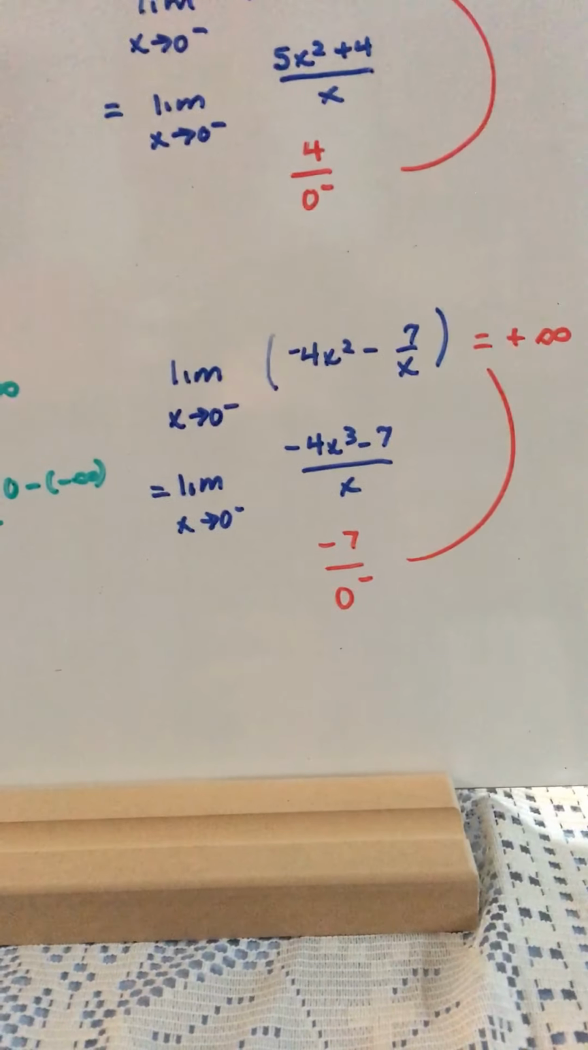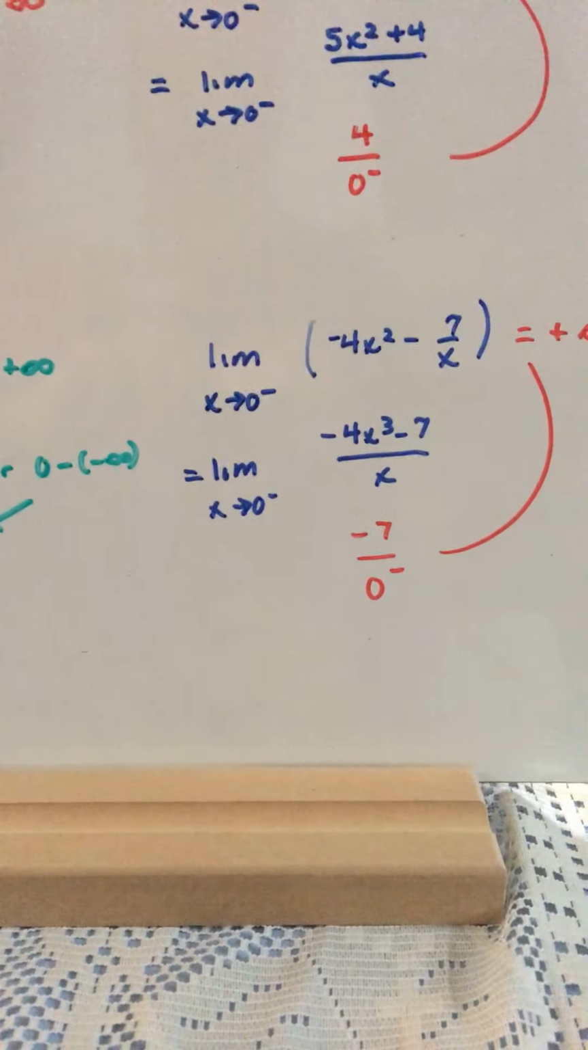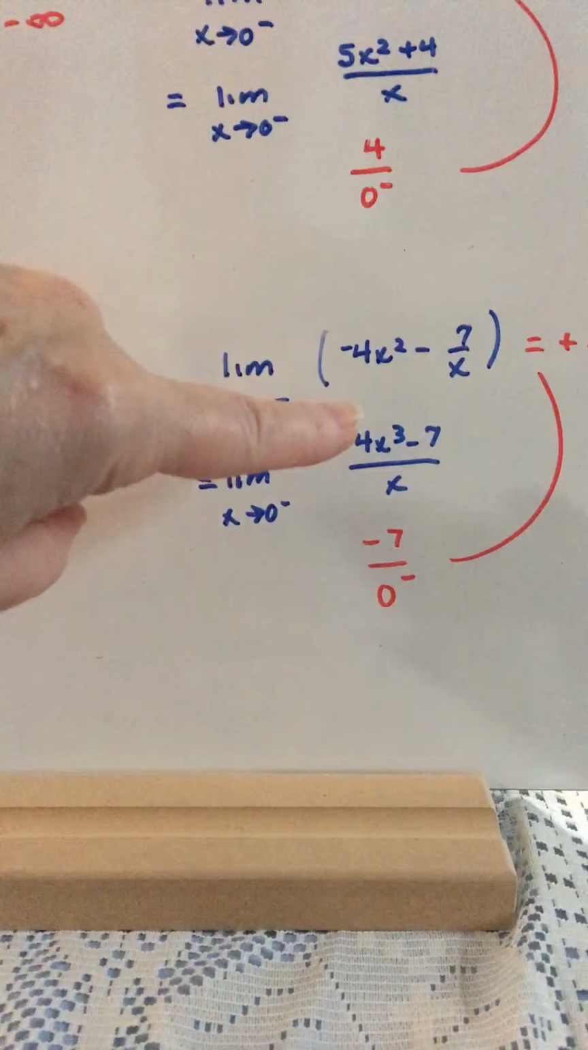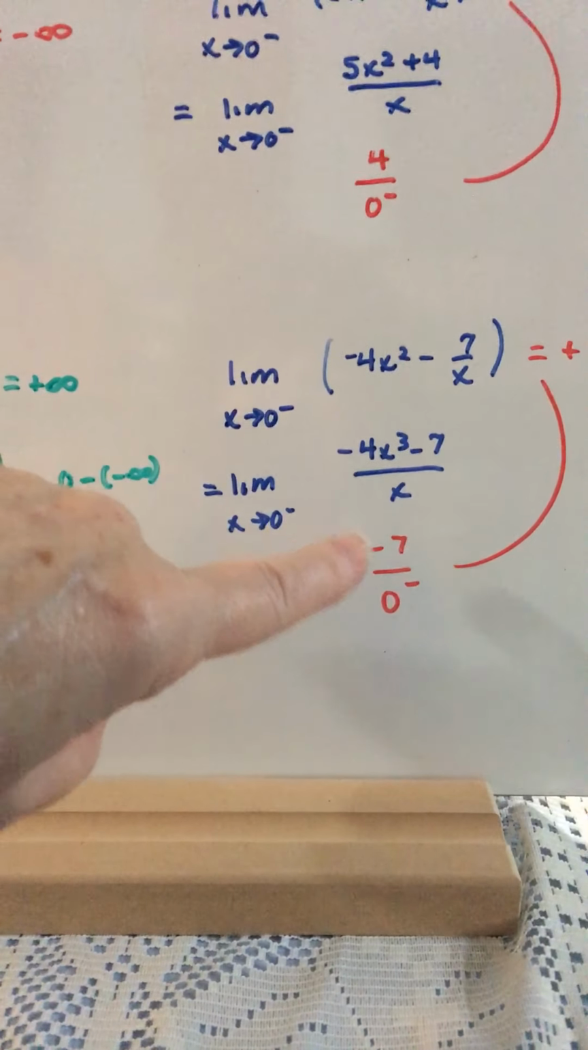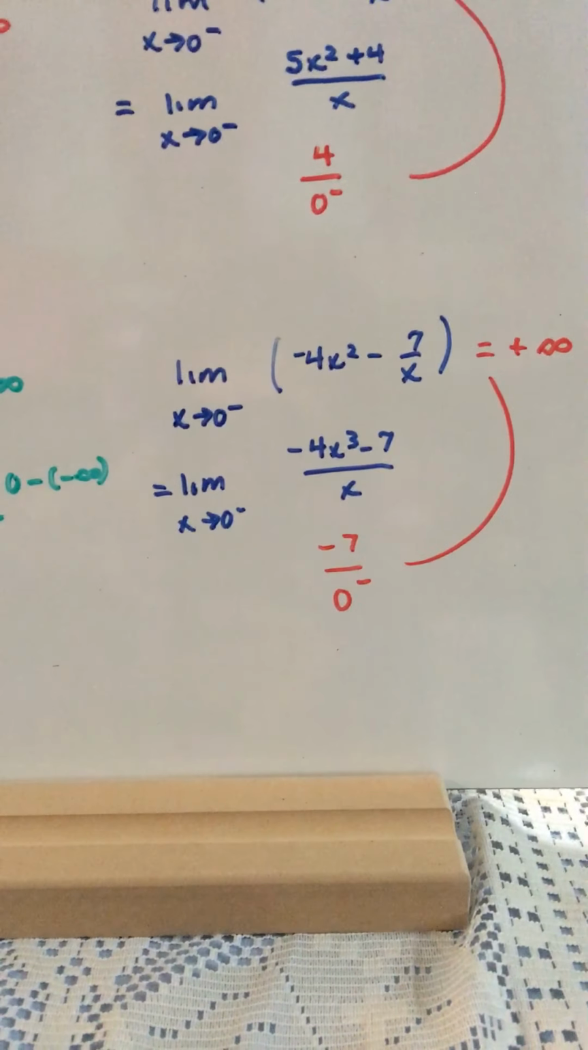Or I can get the common denominator, and this will become negative 4x cubed minus 7 over x. Negative 7 over 0 minus, negative over negative is positive infinity. And now you can do your worksheet.